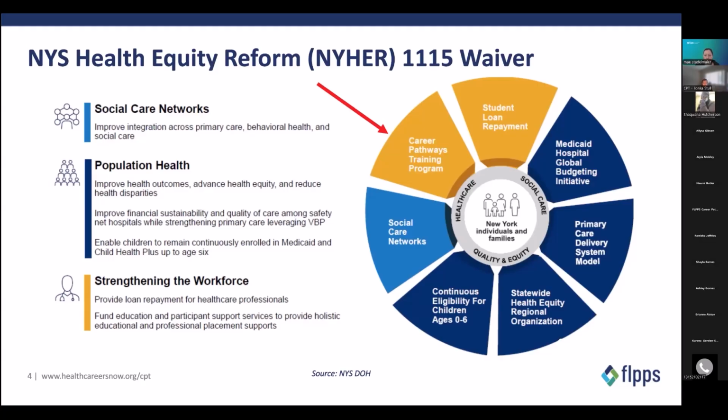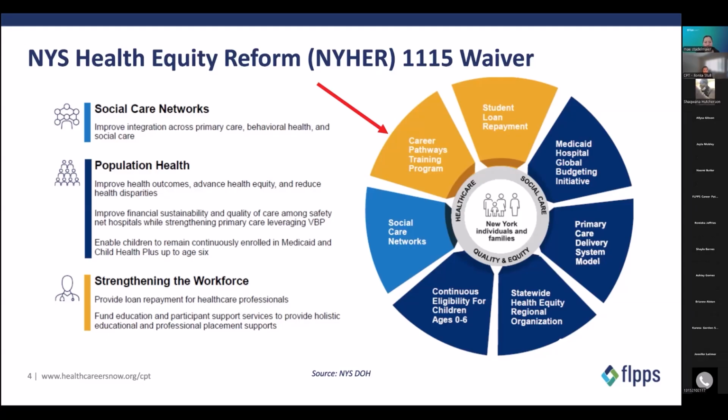New York's health equity reform, the 1115 waiver, was approved by the CMS in January of 2024 as an amendment to New York's Medicaid section. This program is intended to distribute $7 billion over 3 years and 4 months.